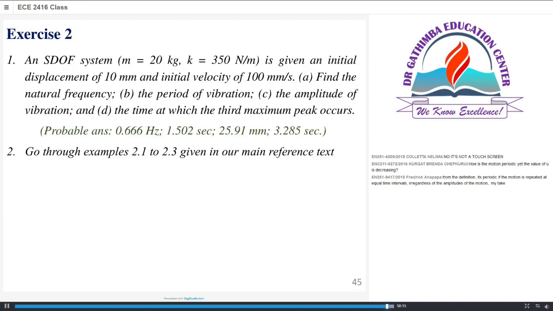I have given one small exercise; you can look at it. Again, there are probable answers based on what I had calculated, so you can confirm whether it's correct or not. There are also some examples, 2.1 to 2.3, in the main reference text in our book. Go through those examples, and you'll gain more experience in applying the equations that we have had. Good, that marks the end of my lecture for today.